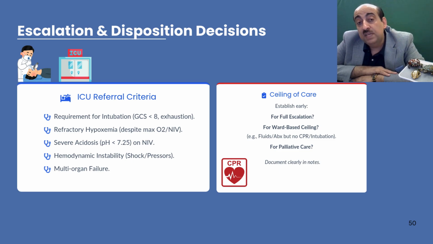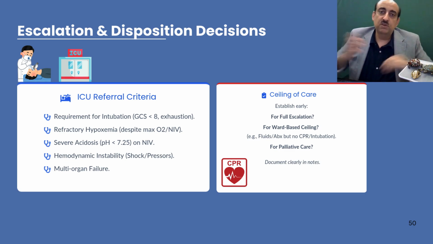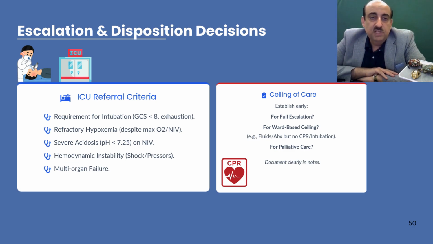If there is hemodynamic instability, hypotension, shock due to any reason with associated dyspnea, that would also indicate ICU escalation for possible inotropic support, and also multi-organ failure, for example sepsis, pneumonia, multi-organ failure, that would require higher escalation to HTU or ICU. In terms of ceiling of care, as we discussed earlier, you need to establish the ceilings.